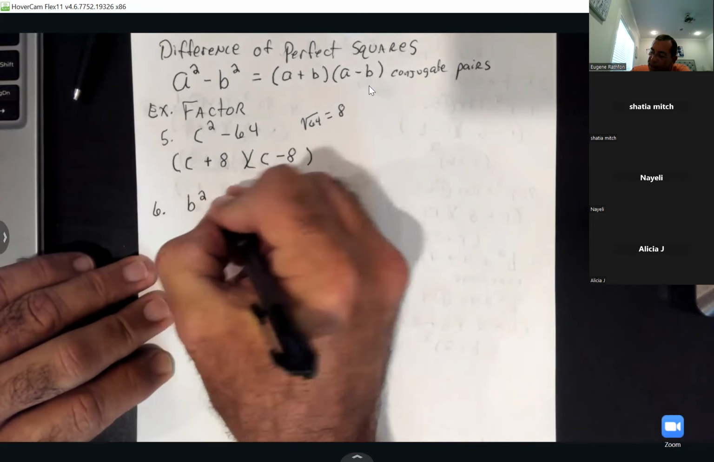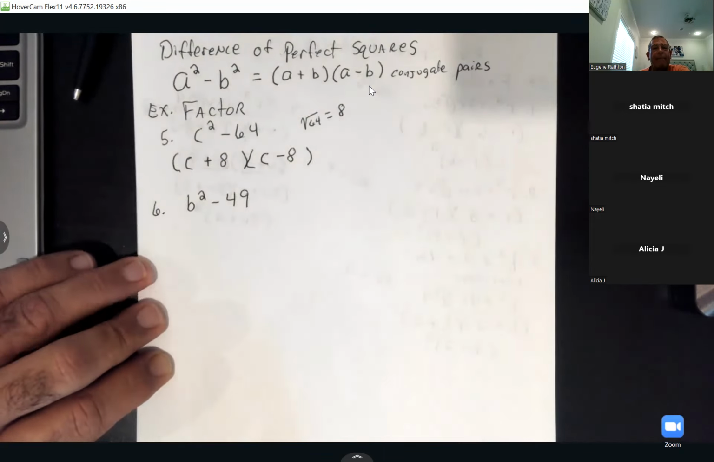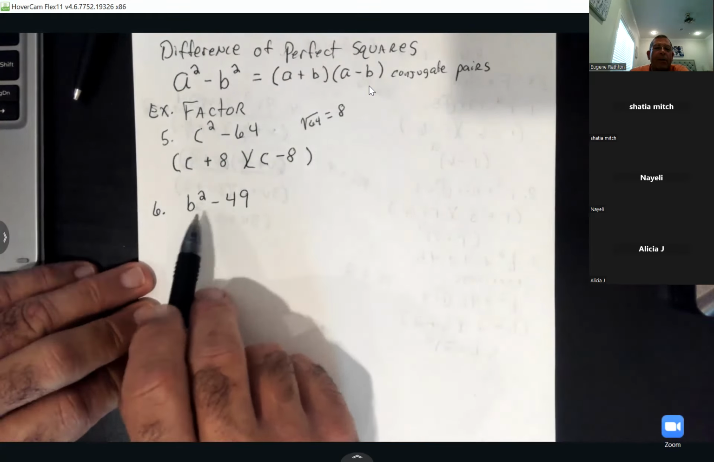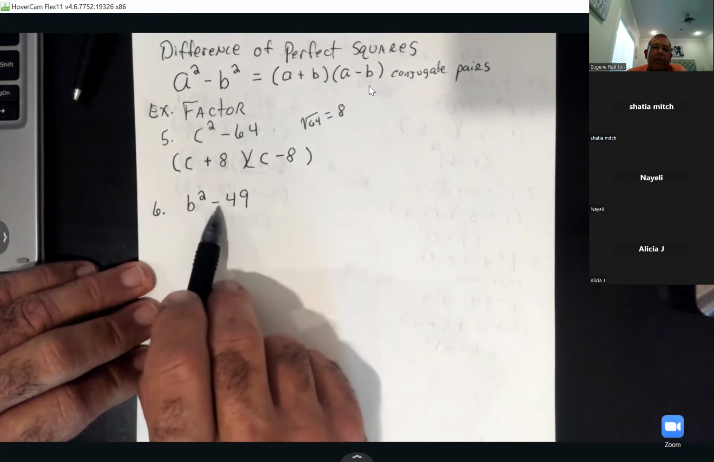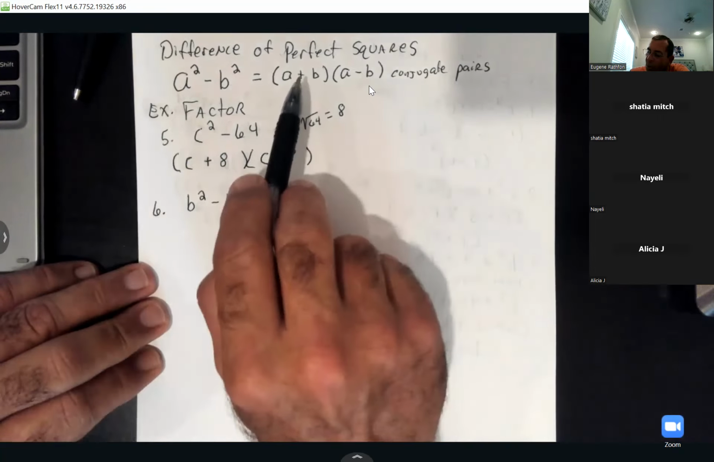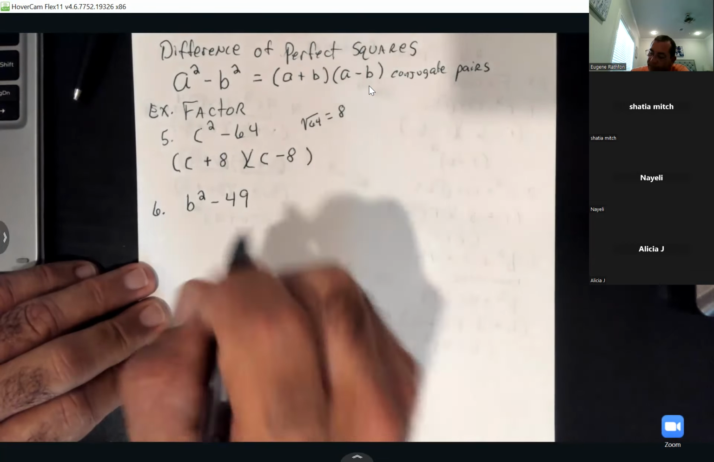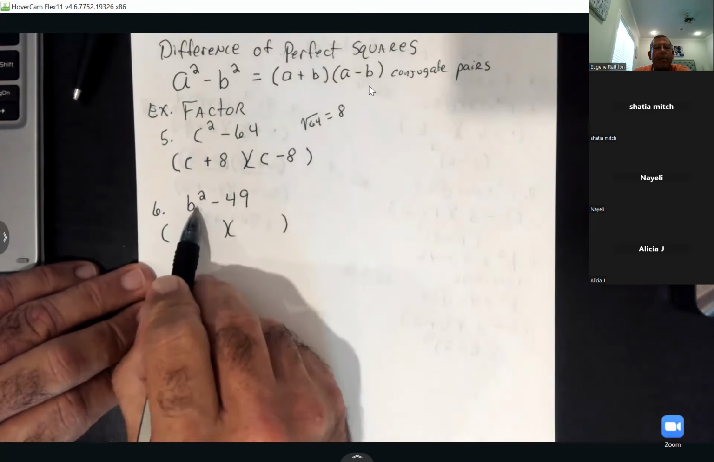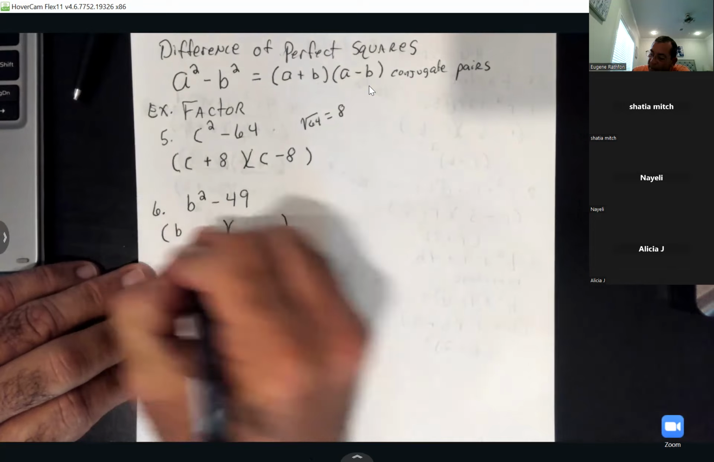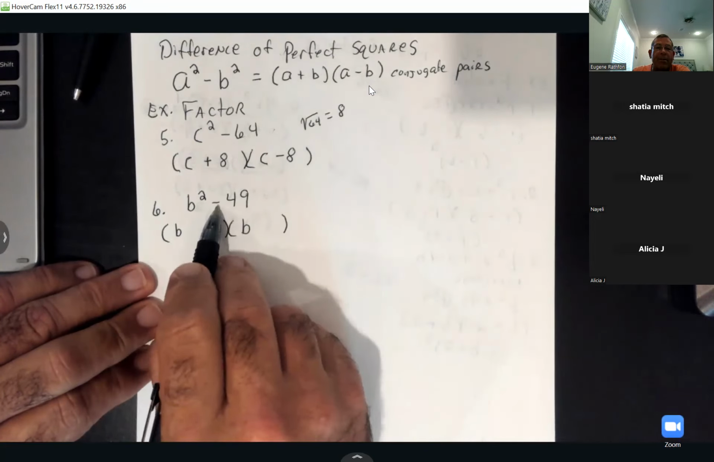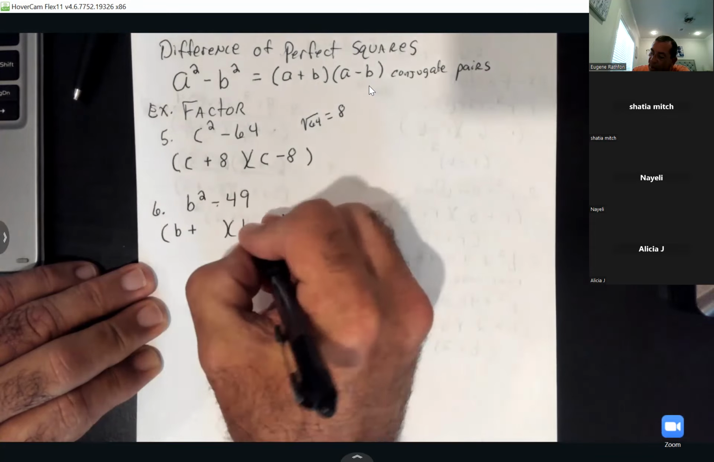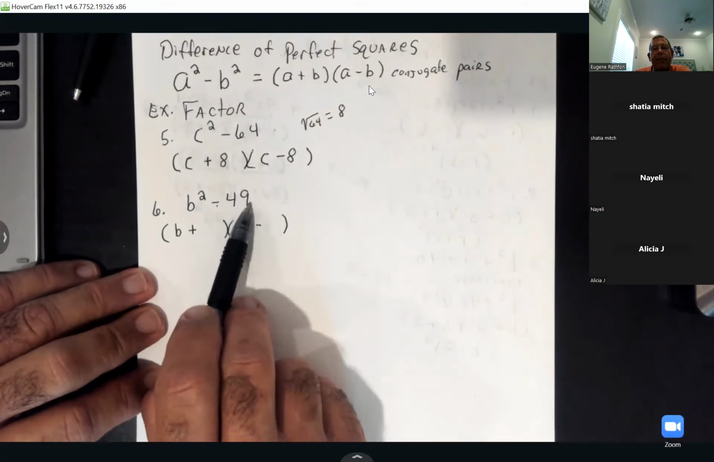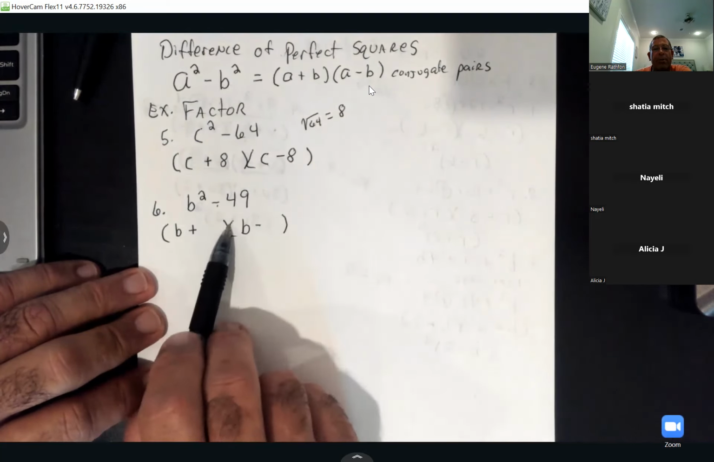b squared minus 49. Same thing, right? There's no greatest common factor. So anytime you got two terms like this being subtracted, you right off the bat want to think about these perfect squares. So come in, draw your parentheses. The b squared would be a b and a b. The last number is negative, so one will be positive, one will be negative. So all we need now is the square root of 49 to get our two numbers.